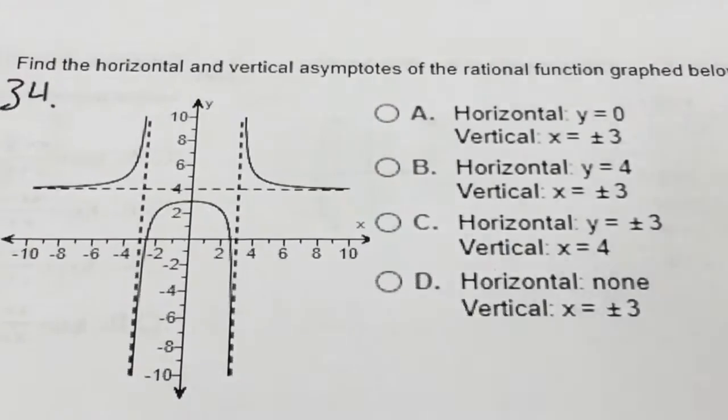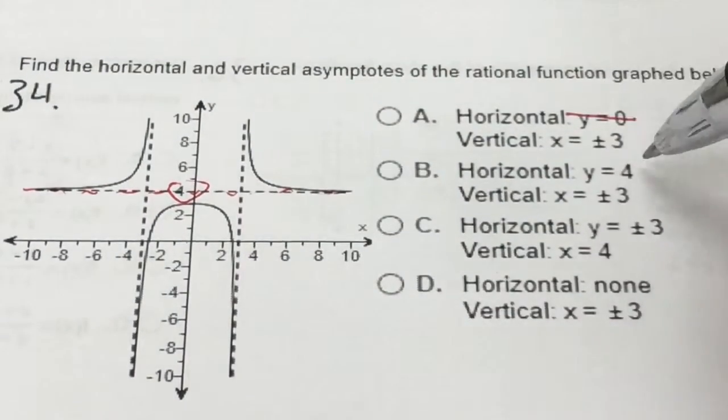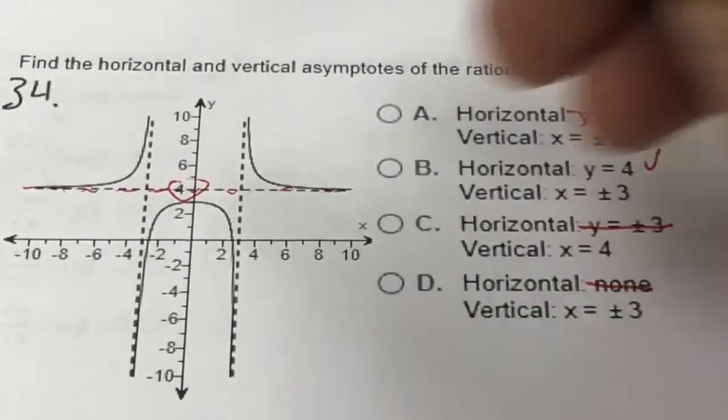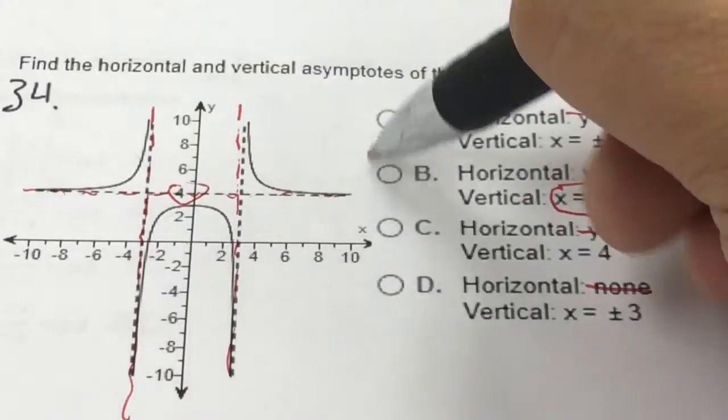So find the horizontal asymptote. The horizontal asymptote is right here, a horizontal line at y equals 4. And I'm done. It has to be that. The vertical asymptote is at x equals negative 3 and x equals positive 3, and they're allowed to give us this plus-minus symbol. So that's choice B.